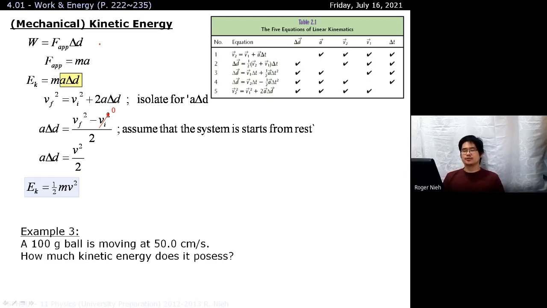Okay, so let's answer example number 3 now. A 100-gram ball is moving at 50 centimeters per second. How much kinetic energy does this ball possess? Again, you didn't get to see the ball beforehand. All you see is that in front of your view, when you open your eyes, it's moving at 50 centimeters per second. So go ahead, crunch away at it.